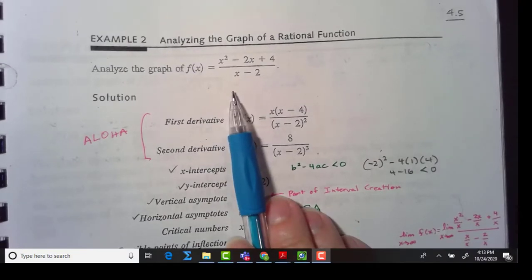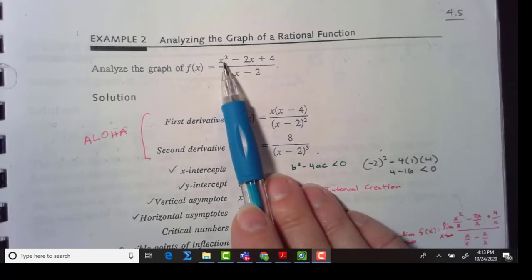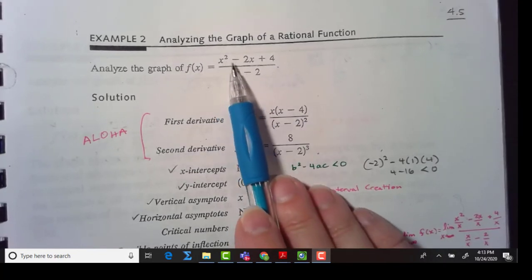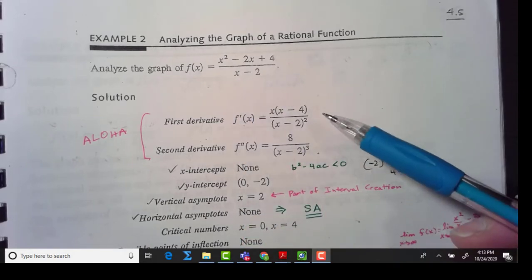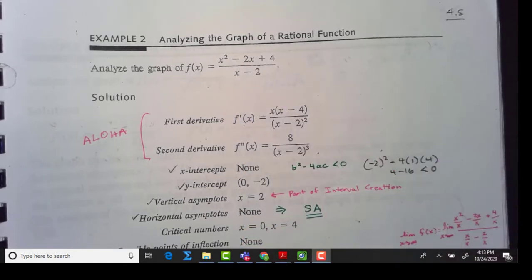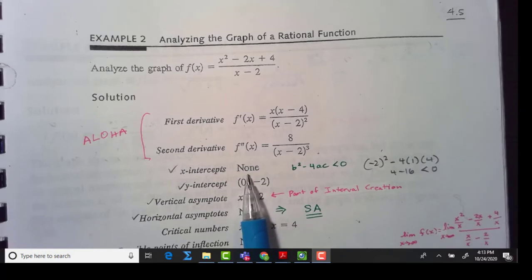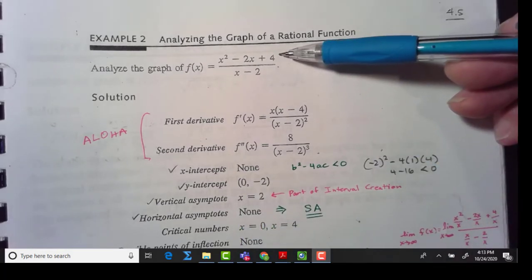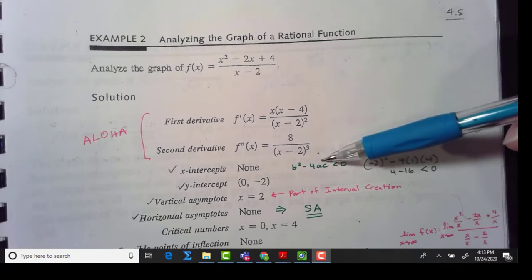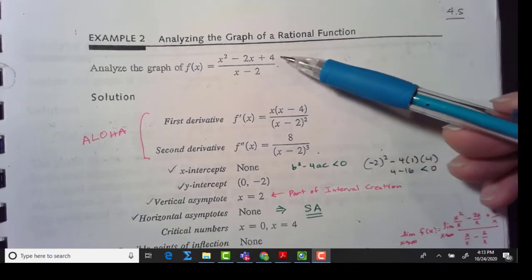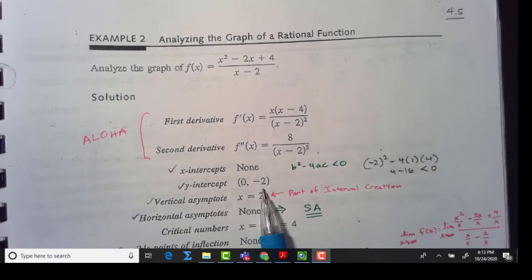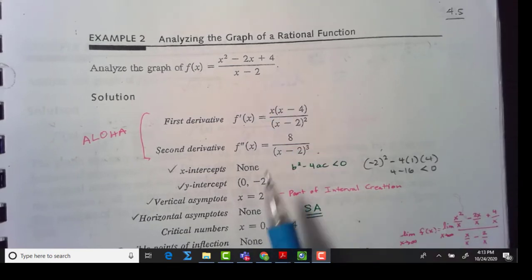So here's our problem on example 2. Again, you can see we have a higher degree on top by 1, so we know there's going to be a slant asymptote for our end behavior. Using the proper math, we find the first and second derivative. We know there's no x-intercepts because if we go to the top and do our discriminant part of the quadratic formula, we get a negative number, so there are no x-intercepts. Our y-intercept, substitute 0 in, we get 4 over negative 2, which is 0, negative 2. Vertical asymptote, where x is 2.